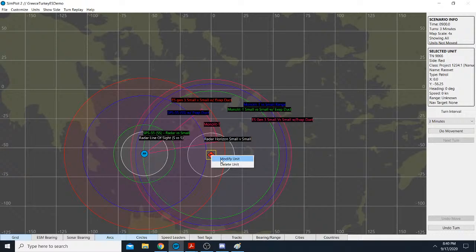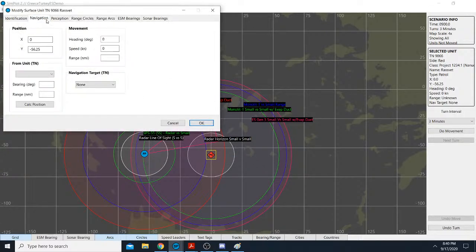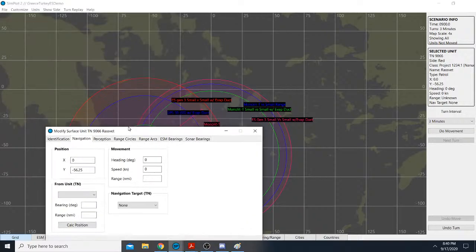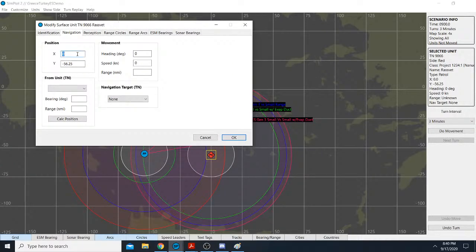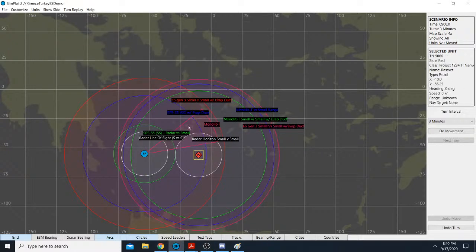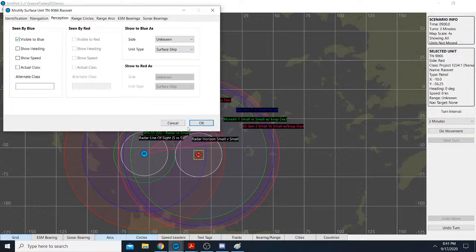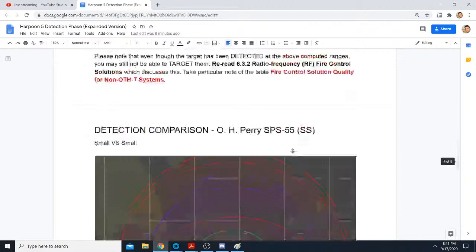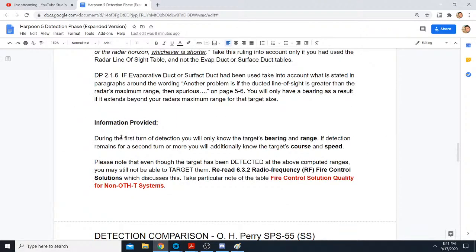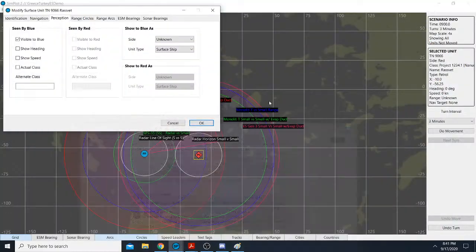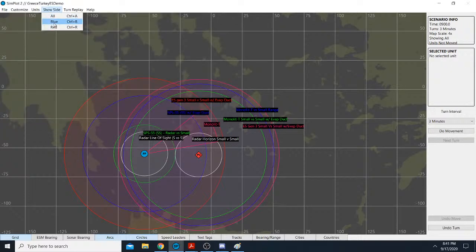So if this guy, let me modify him real quick. Let me just move him over just a little bit. Let's see, move him to about minus 10. Watch this. So if he was in the range, then I would detect him. And what I would do to him is I would make him visible to blue. At first detection we would know his bearing and range. So at that first detection I wouldn't give him heading and speed, right? I would say he's visible to blue, watch this. And I would say, boom, right?